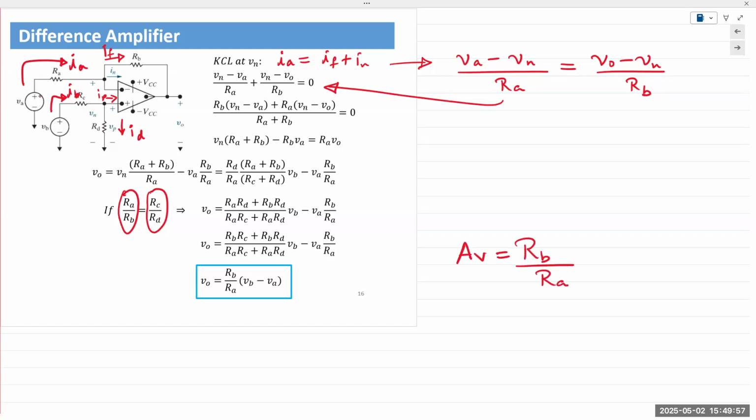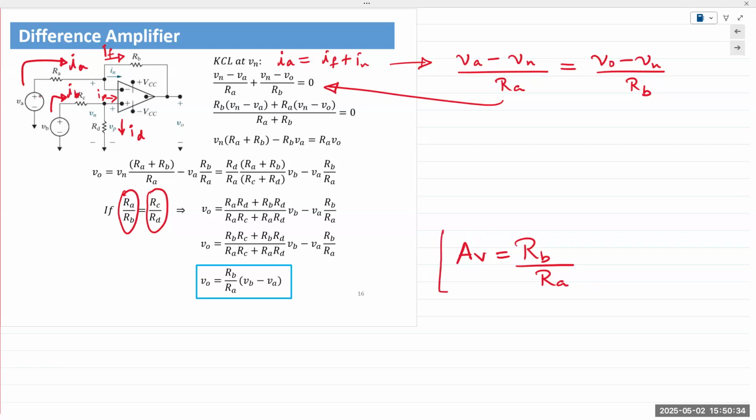That is exactly the same gain that we obtained for an inverting amplifier. Except in this case, because we are applying inputs to both the inverting and non-inverting terminals, it is plus VB for the non-inverting input, and minus VA for the inverting input. Okay, so it's VB minus VA. VB is applied to the non-inverting and VA is applied to the inverting terminal.